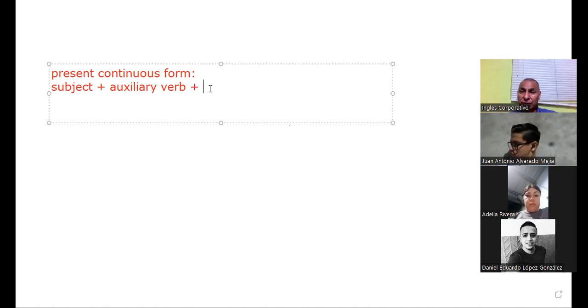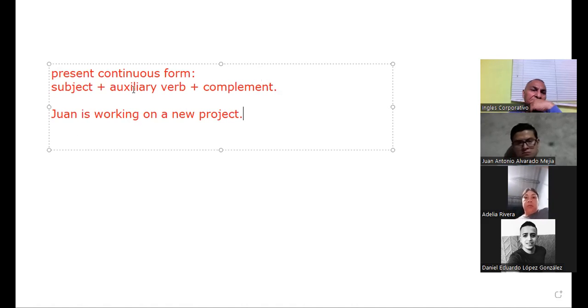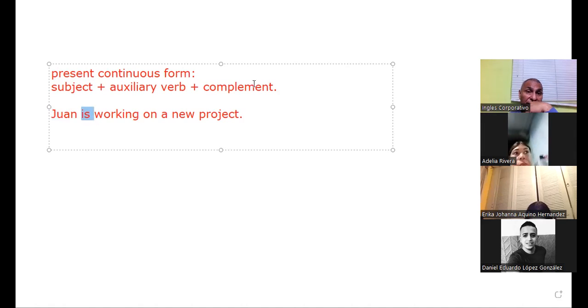Y vean si pueden deducir qué es lo que sigue después del auxiliary verb. Acuérdense, the structure of the present continuous is subject plus auxiliary verb, que es el verb to be, ¿verdad? Plus what? Complement. Ok. Vamos a poner complement, pero no es el complement. Por ejemplo, si digo Juan is working on a new project, ¿sí? El subject sería Juan, el auxiliary verb sería is. Y el complement no puede ser working on a new project. Verb. Complement. ING. Yes, there you go.